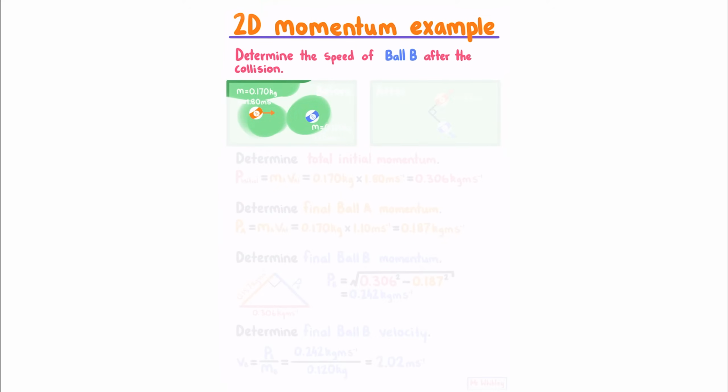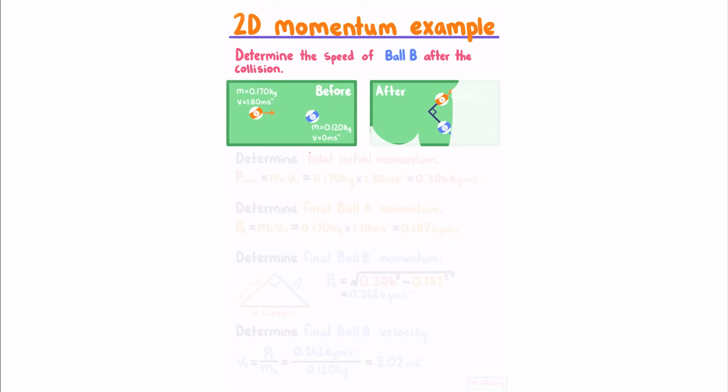2D momentum example. In the following example, we're going to determine the speed of ball B after the collision. And so we have billiard balls A and B and their respective masses. Before the collision, ball A has a velocity of 1.80 and ball B is stationary. After the collision, the balls move off at right angles, where we know the velocity of ball A as 1.10. The key idea we need to use is conservation of momentum. For that reason, we need to find the initial and final momentums.